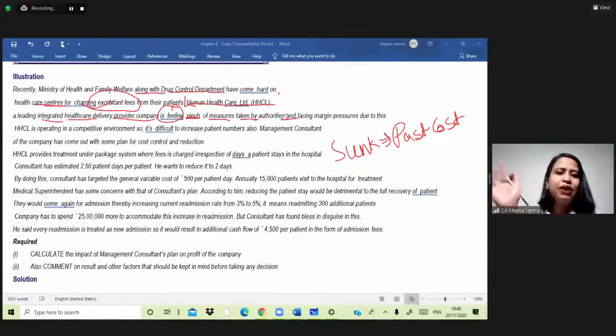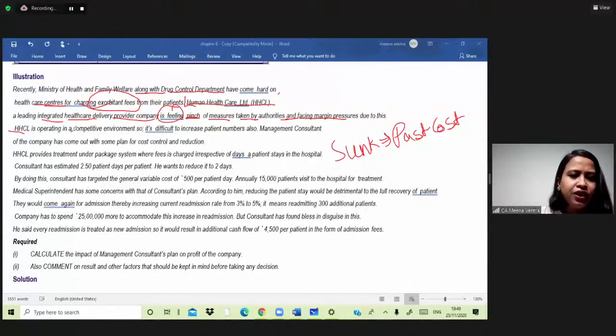Because no matter what, if they are private hospitals, obviously they want to earn profit. So if they regulate their price, then obviously the revenue, the fees per patient, if they regulate it, it will reduce their profitability. It will reduce their margin. So they are saying that they are facing margin pressure due to this.